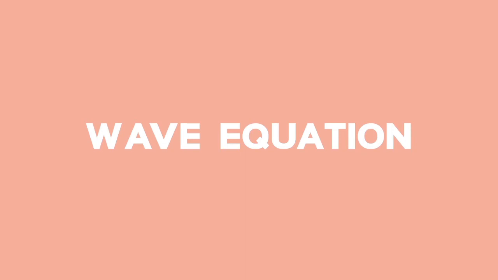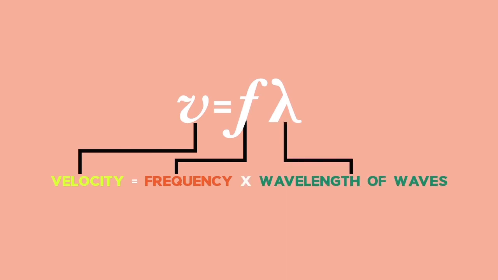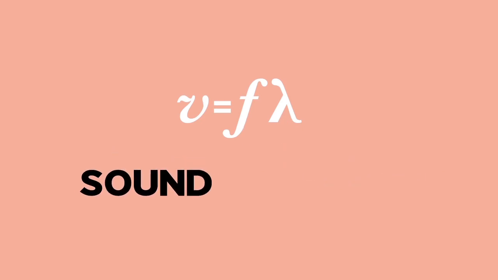It says that any wave's velocity can be worked out using the simple formula of v equals f times lambda. So velocity is equal to frequency multiplied by the wavelength of waves. This works for sound and for light. The only major difference is the speed.